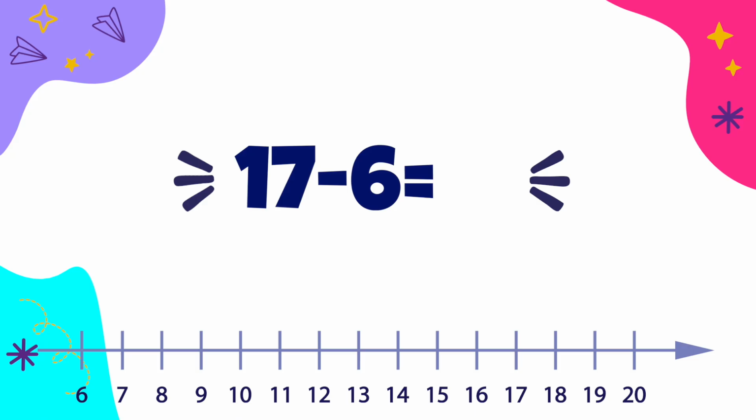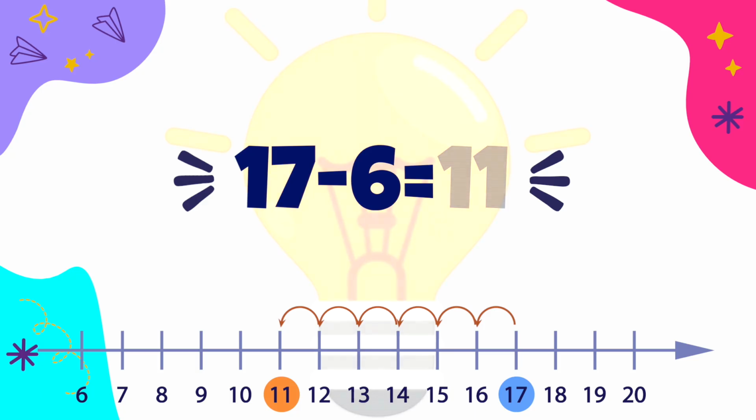First, find the number 17 on the number line. Now move backward 6 jumps. 1, 2, 3, 4, 5, 6. We landed on 11. So 17 minus 6 equals 11.